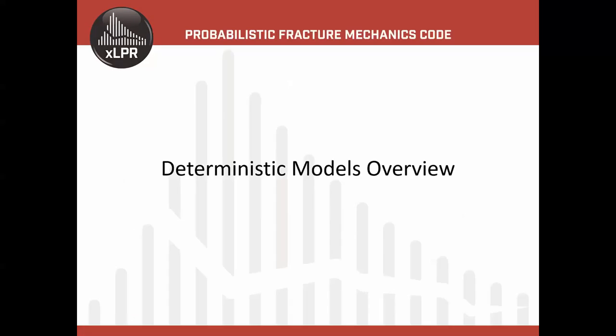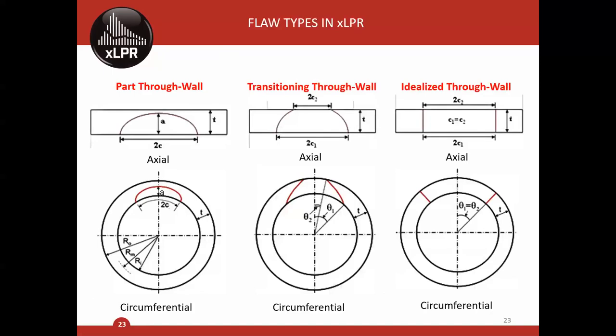Now we'll jump into more detail on the deterministic models built into xLPR. xLPR models both axial and circumferential cracks, and all cracks are assumed to initiate on the component inner diameter. Part through wall cracks, as shown on the left, are modeled as semi-elliptical surface flaws.